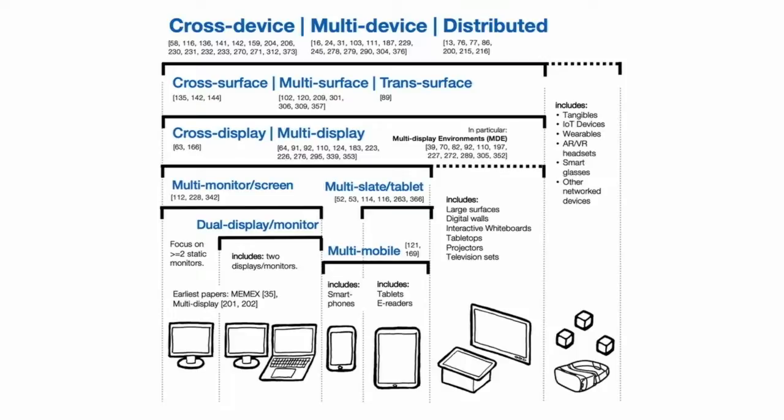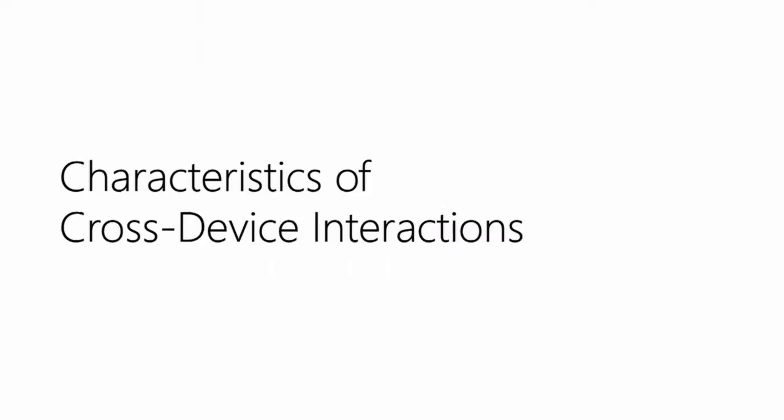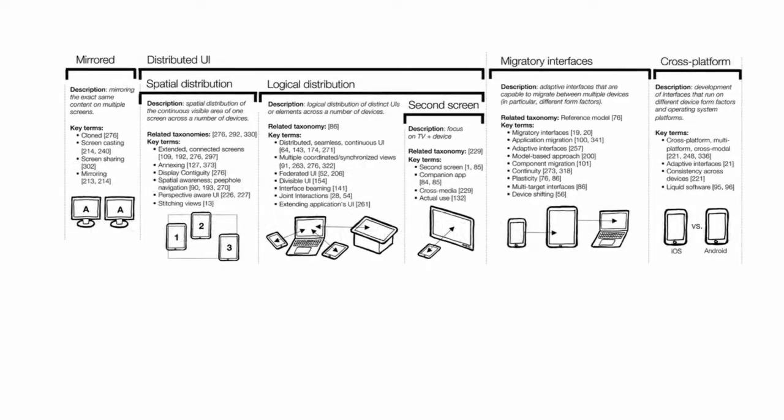Second is that the diverse terms that are used, such as multi-device, cross-surface, distributed, or multi-mobile interaction, often outline and target specific focused areas. But let us have a closer look at the characteristics of those interactions. Now, in our main taxonomy overview, we identified a number of categories of cross-device configurations, from mirrored to distributed user interfaces, all the way to migratory and cross-platform interfaces. And I'll explain a few of them shortly.